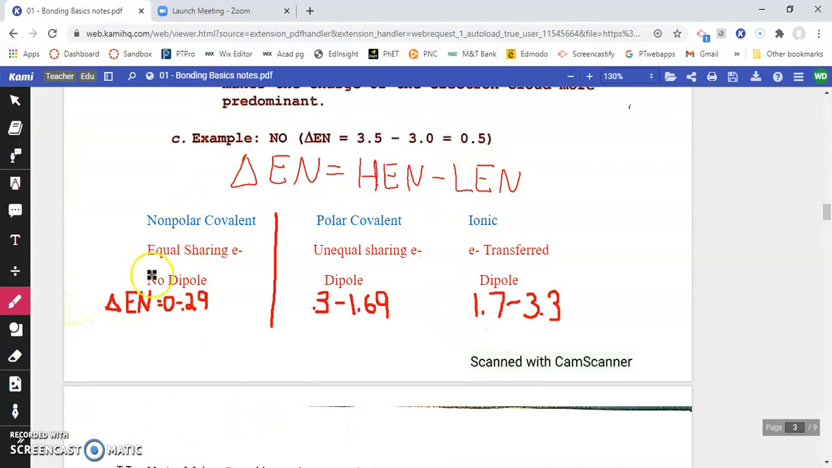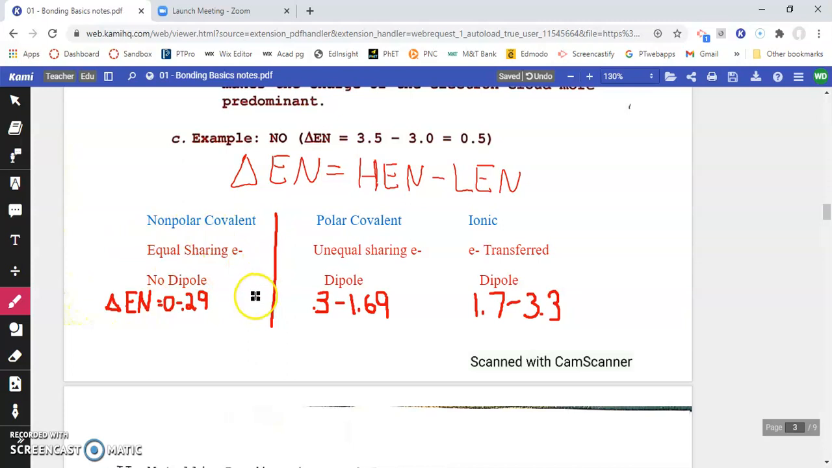Well, there's a scale. We start with non-polar covalent, which means equal sharing of electrons. Electrons are equally shared between two atoms if the delta EN, the difference in electronegativity, is between 0 and 0.29. So anything less than 0.3 is what we call non-polar covalent.